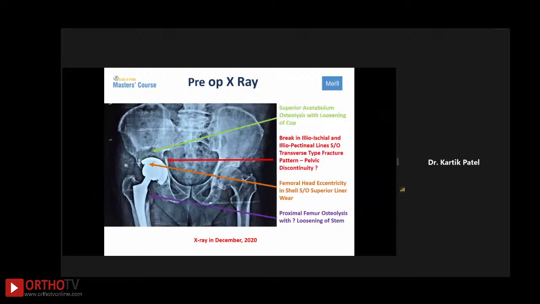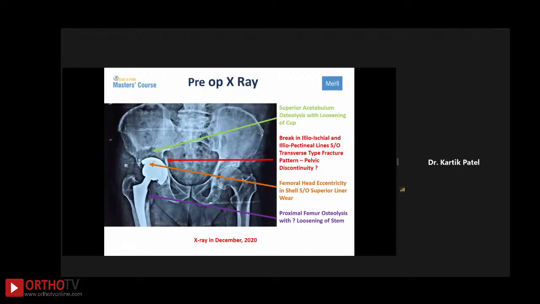So this is the supra-acetabulum osteolysis, breaking in the ilio-ilio-pectineal line, query transverse fracture, maybe pelvic discontinuity, eccentricity of the femoral head in the shell, suggestive of polyethylene wear, and the proximal femoral osteolysis, query loosening of the stem. So now, what next?